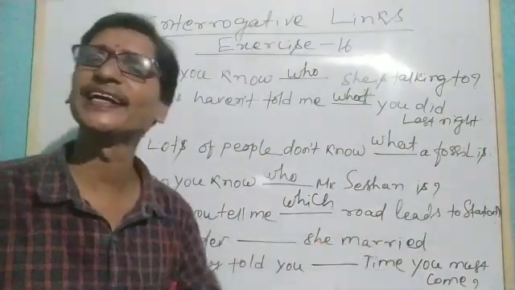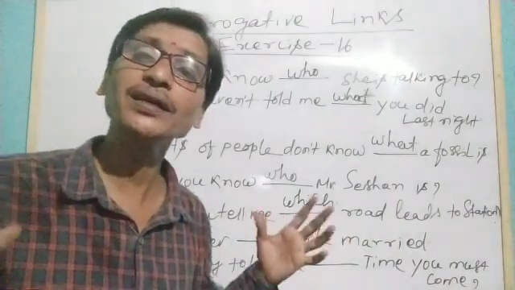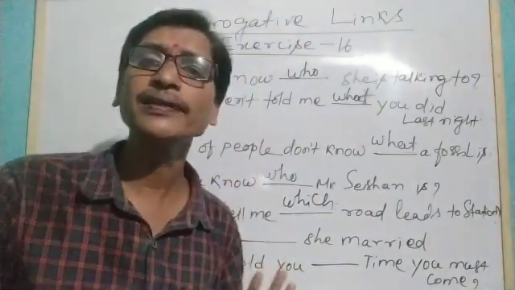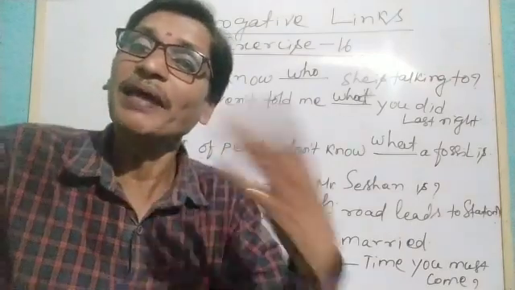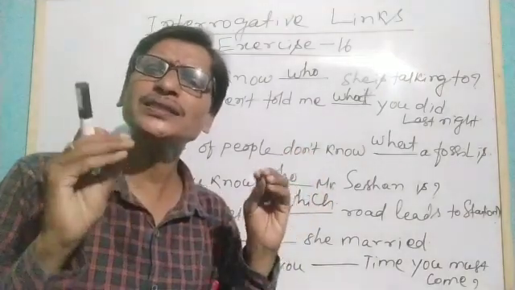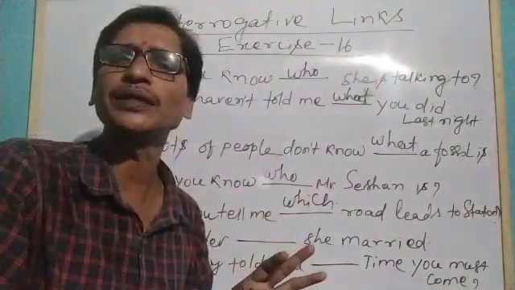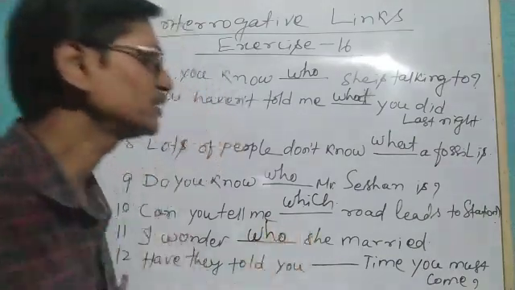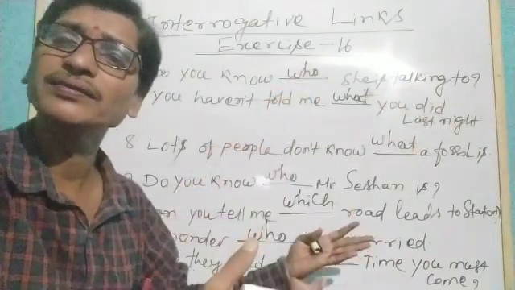So similarly, I wonder who she married. See here, I wonder, dash she married? Here we can be confused. We can say the person whom she married. We can think the time she married. But to have a clear understanding, we just think of a person. When someone marries, it is a person. Therefore we can use who. I wonder who she married.